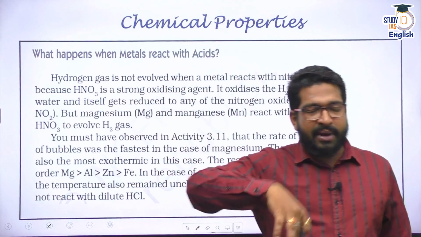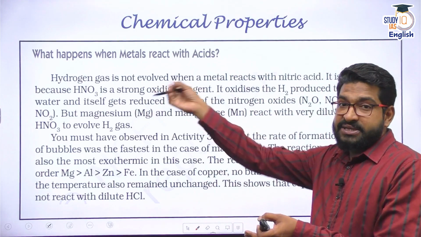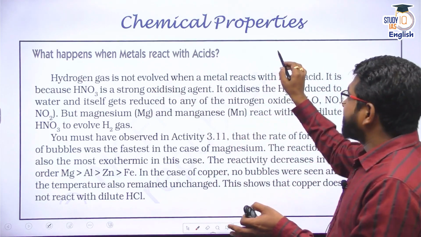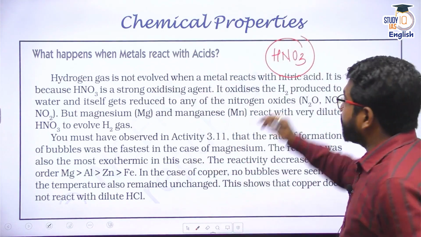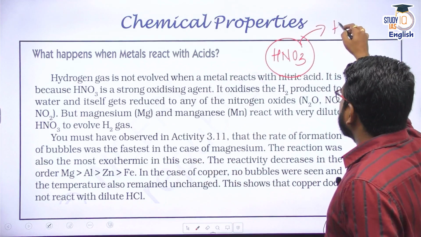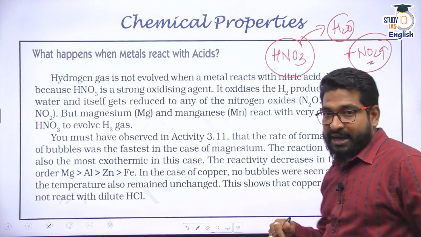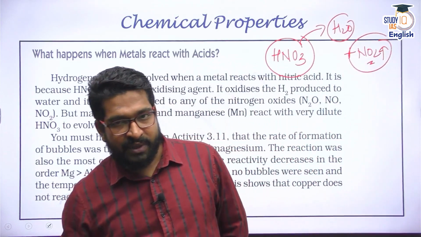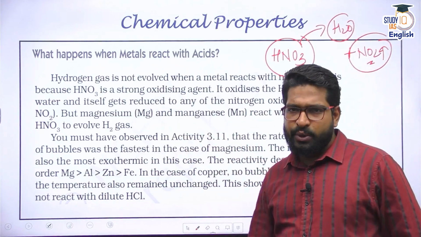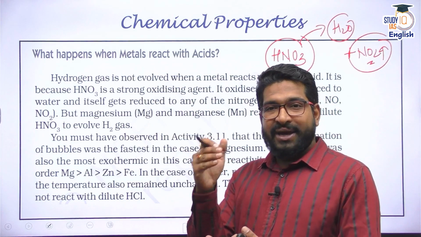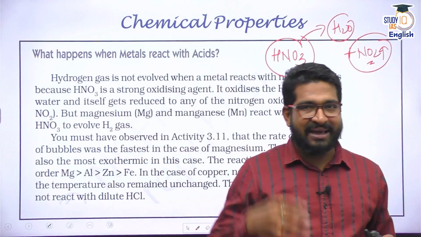But there are some acids with which hydrogen gas may not be released. With some particular metals, hydrogen gas is not evolved, especially when metals react with nitric acid. Now, when this happens, the products would be, of course, a salt, then you get water, and then nitrogen oxide gases are also released. There is one exception, magnesium, when it reacts with nitric acid, it also releases hydrogen gas. But please remember, when metals react with HNO3, nitric acid, nitrogen oxides are released.